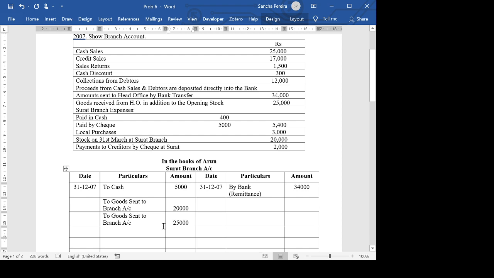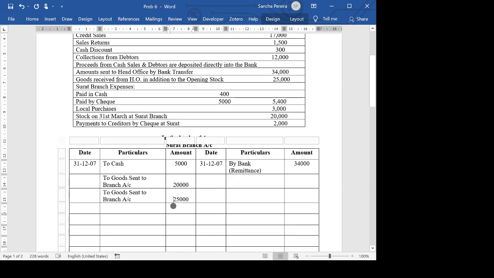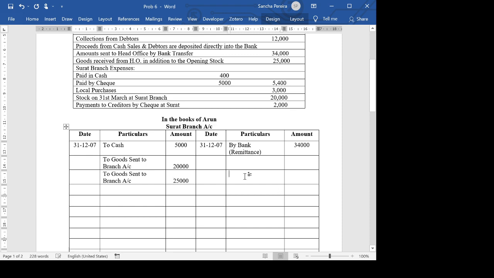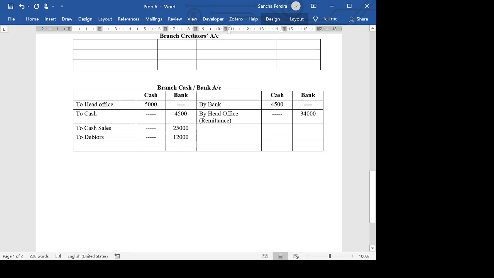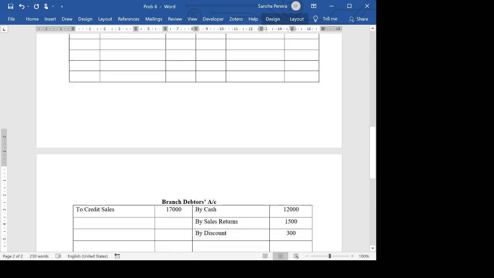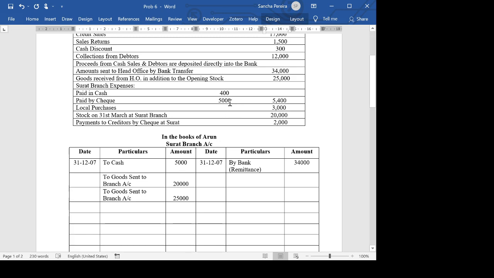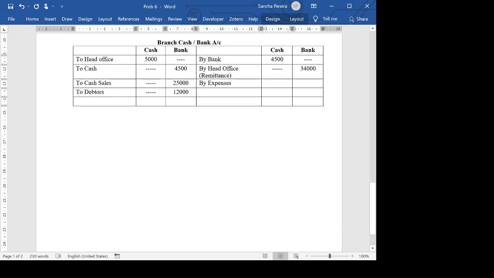Next one, Surat branch expenses paid in cash, paid by check. Now, Surat branch expenses are expenses incurred by the branch itself. They're not going to come here. But since they are paid in cash and by check, they will surely affect the cash or bank account. Now there is movement of cash. So I'm going to say by expenses. They've told us how much is in cash and how much is in check. In cash, 400, and by check, 5,000.